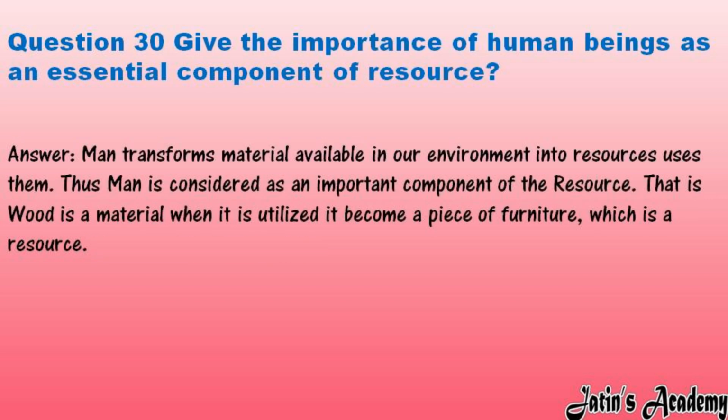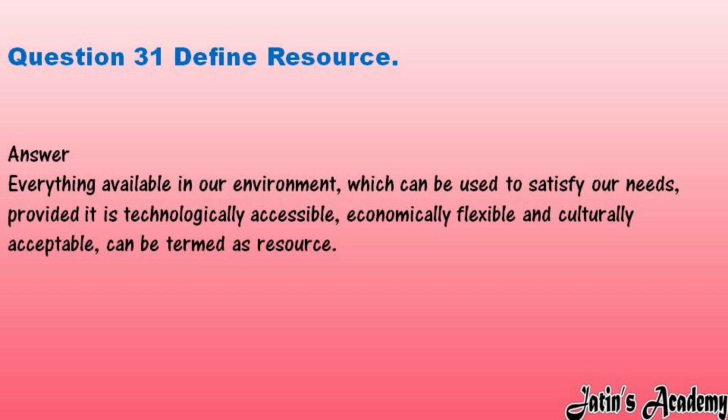Question 30. Give the importance of human beings as an essential component of resource. Answer: Man transforms material available in our environment into resources, uses them. Thus, man is considered as an important component of the resource. That is, wood is a material. When it is utilized, it becomes a piece of furniture, which is a resource. Question 31. Define resource. Answer: Everything available in our environment, which can be used to satisfy our needs, provided it is technologically accessible, economically feasible, and culturally acceptable, can be termed as resource.